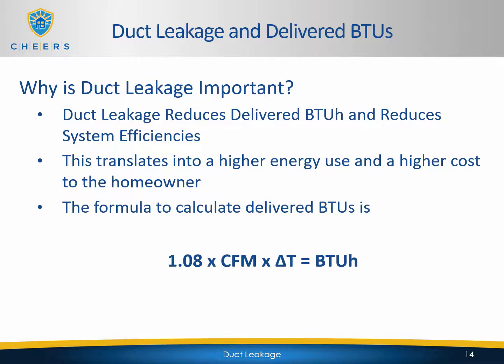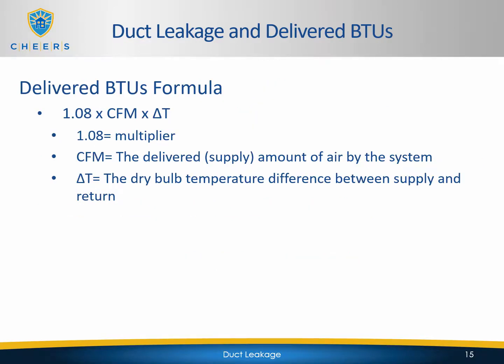The formula below is what we use to calculate delivered BTUs. It's 1.08 times CFMs times delta T equals the BTUs delivered. So 1.08 in that formula is a multiplier, and it's a constant. It will always be 1.08. The CFM is the delivered supply amount of air by the system. So this is the amount of air that's coming out of the supply side.